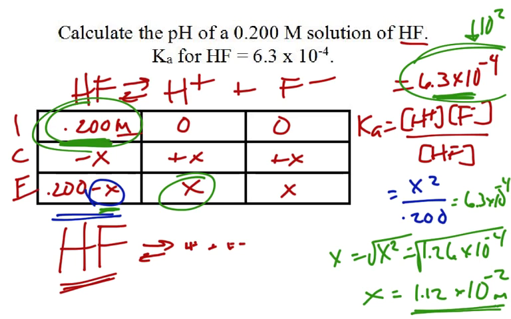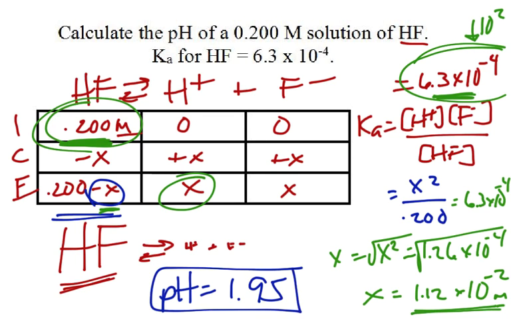And we're going to take the negative log of that, and we're going to get a pH of 1.95. Now, since this is actually 3 significant figures, it would be 1.951.